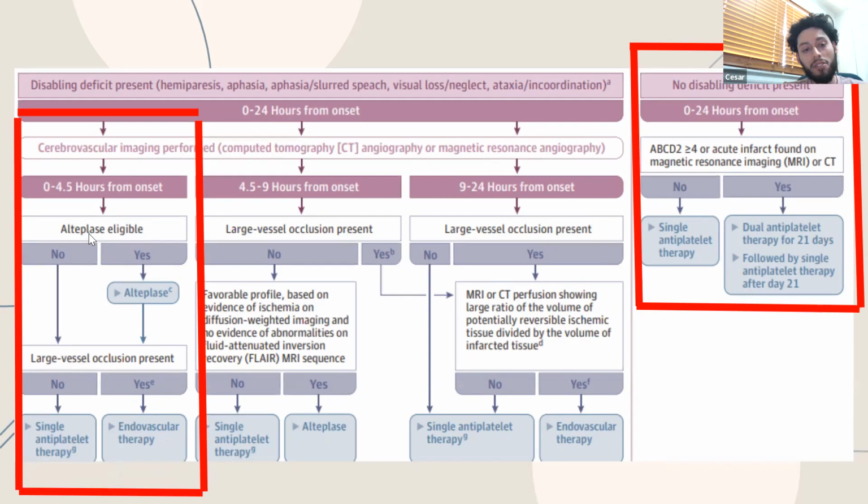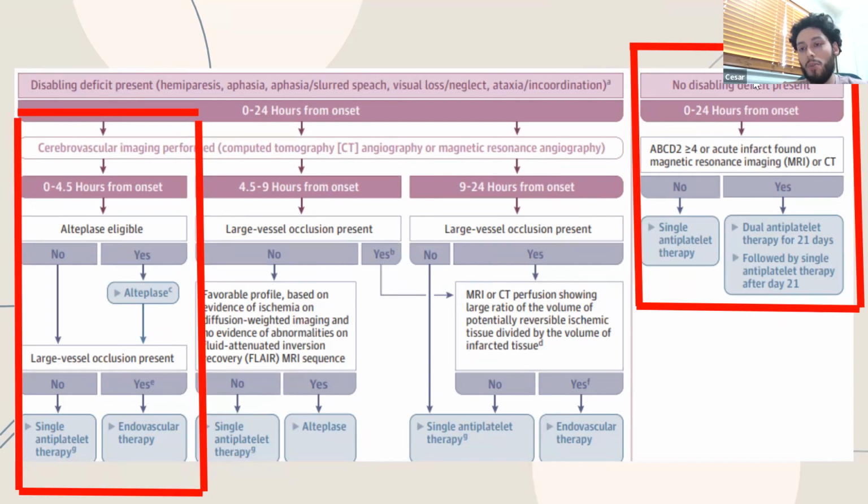So if patients are not eligible for alteplase and they have no large vessel occlusion present, then they'll receive single antiplatelet therapy. Single antiplatelet therapy meaning aspirin. So that's what's done if the patient has those disabling deficits, as I mentioned before.